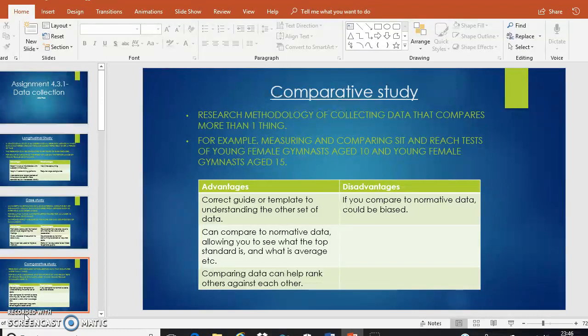A disadvantage, however, is that if perhaps a coach was to compare to normative data, it could be biased because he wants to show that their gymnasts are of a very good standard, when he could try and affect this a little bit maybe.